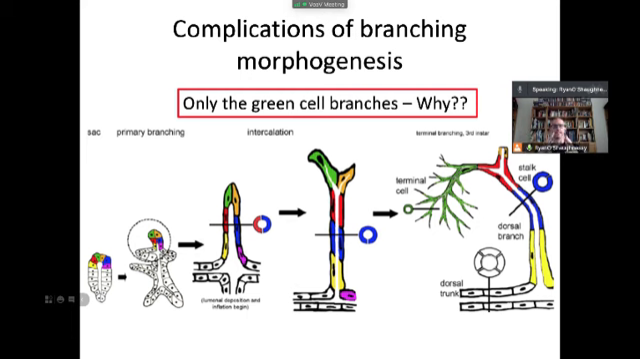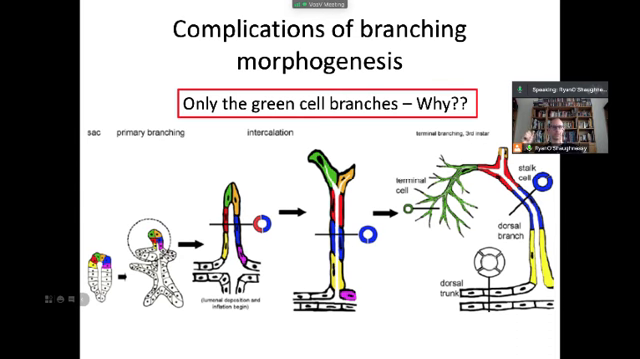So let's go back to some of the complications that there are in branching morphogenesis. If you think about how the process happens, we have our sac, we have primary branching, and then we have elongation and then branching at the end of these stalks. Now, why is it that only the cells at the end of the stalks can form branches?